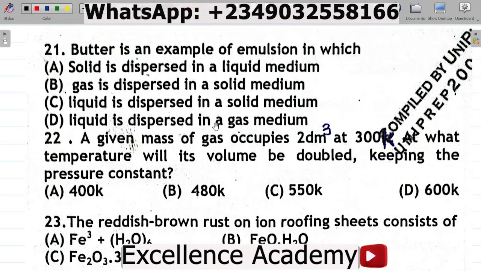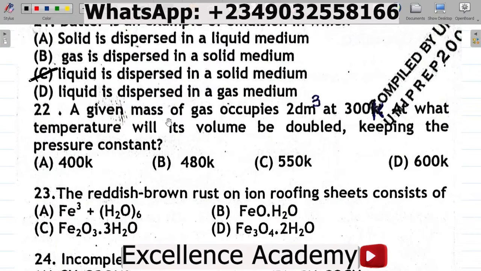A colloid is simply a heterogeneous system in which a substance is dispersed in another substance known as the dispersion medium. Butter, cheese, margarines are examples of colloids that are dispersed from liquid medium to solid medium. So for this question here, the correct answer is option C, liquid is dispersed in a solid medium.